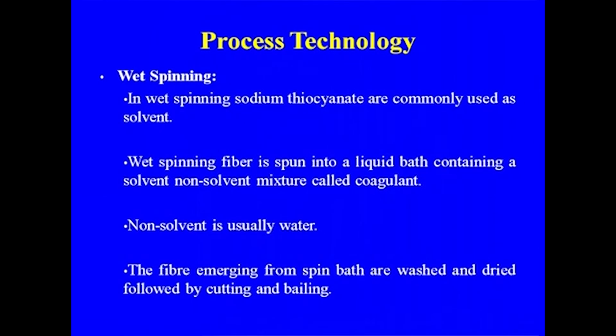In the wet spinning, sodium thiocyanate is commonly used as the solvent. In wet spinning, the fiber is spun into a liquid bath containing a solvent non-solvent mixture called the coagulant. The non-solvent is usually water. The fiber emerging from the spin bath is washed and dried, followed by cutting and baling.